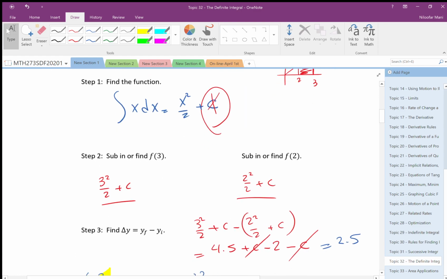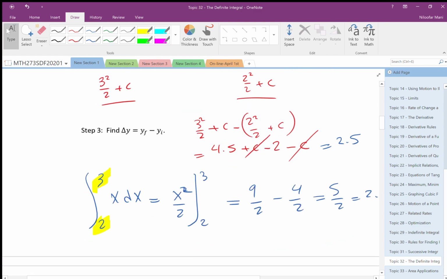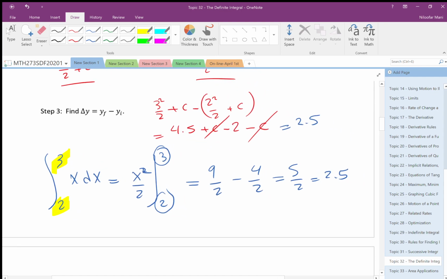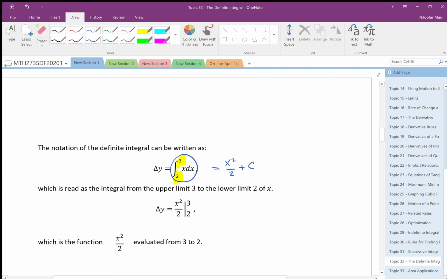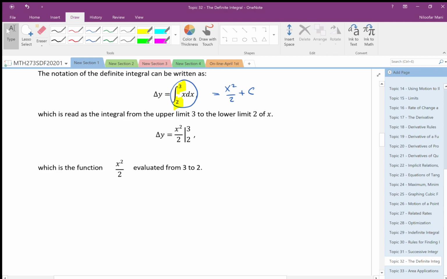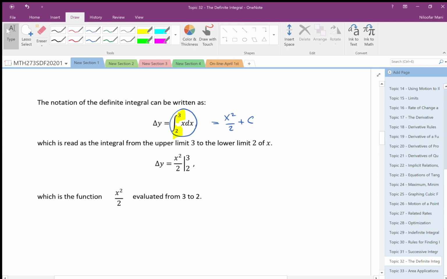Then I substitute the top. C, I write the answer. I forget 2 and 3. I write the answer. Then I say, okay, from 2 to 3. I show it this way. And I don't include c because c and c cancel each other. So I don't need it. Okay, so I put 3 and I put 2 and then I find the answer. Okay, 2.5. So look at this. Okay, see, it's showing you this way.